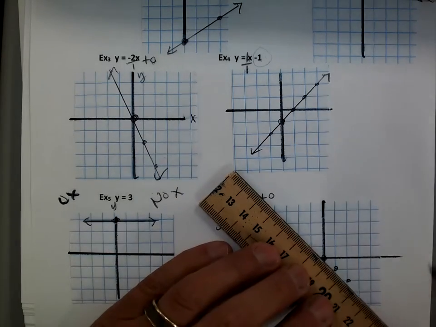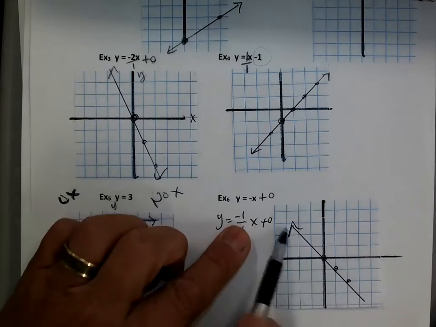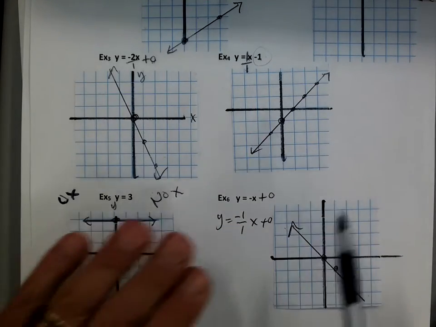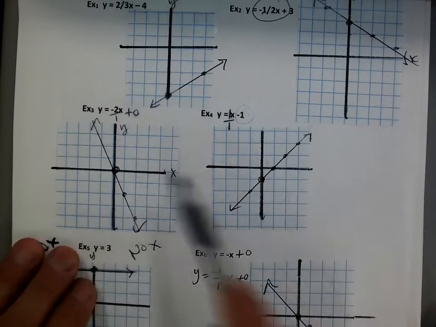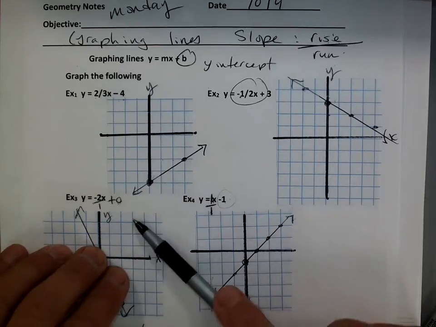So we talk about slope. Real quick before I'm done, if it has a negative slope, it's going to go downhill. If it has a positive slope, it goes uphill.